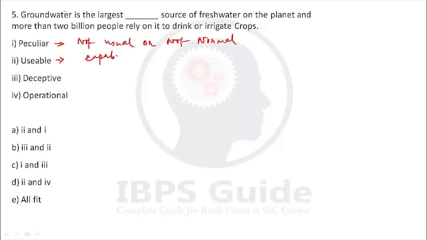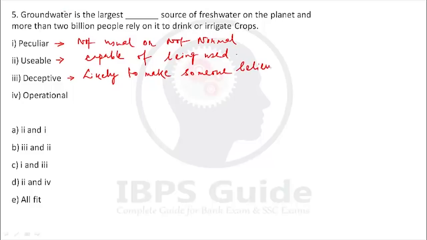Capable of being used. Okay. Deceptive, that is something likely to make someone believe something that is not true. We can write that the meaning of deceptive is likely to make someone believe something that is not true.